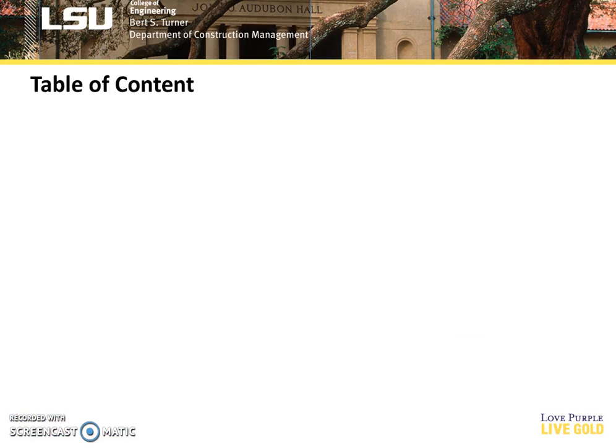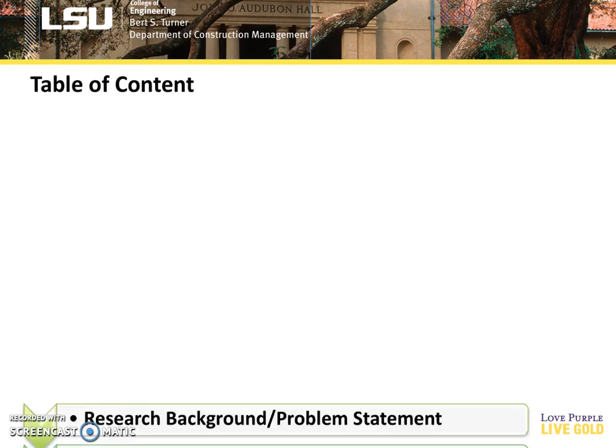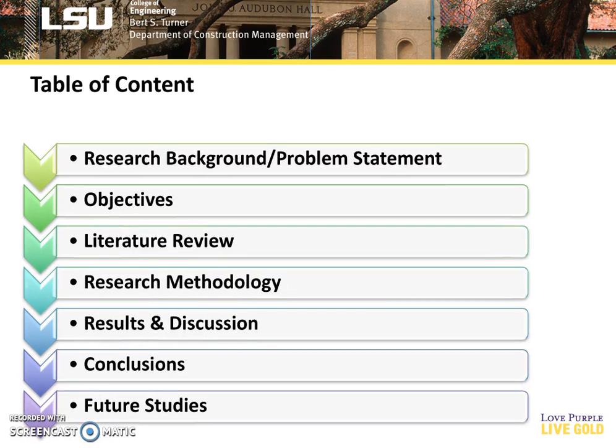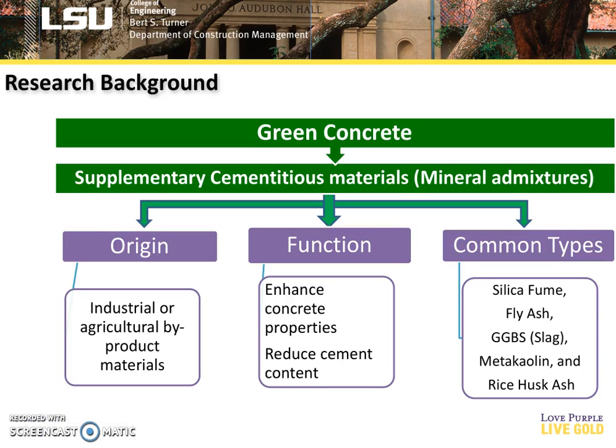Okay, let's start with the table of contents. The presentation starts with research background and problem statement, and then it goes to the objective, literature review, research methodology, results and discussion, conclusions, and it will be finished by future study. First, I want to talk about research background.